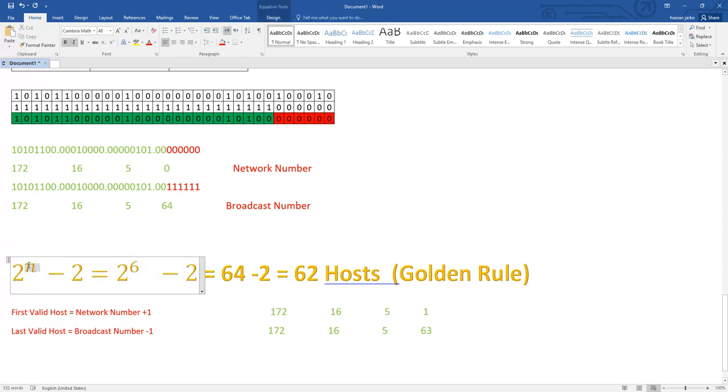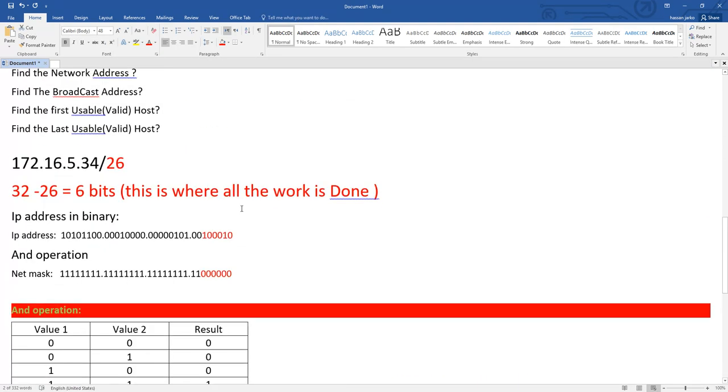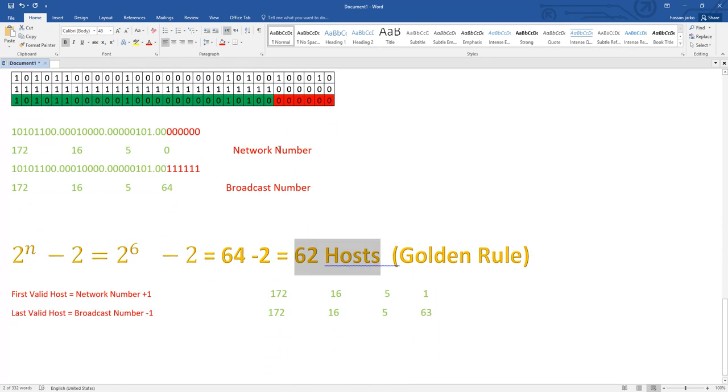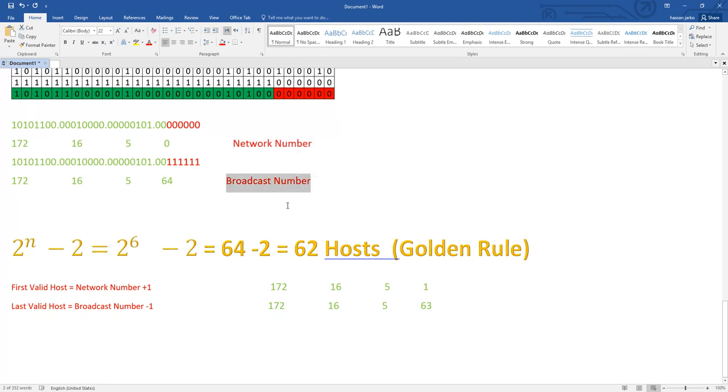So n is 6. 2 to the power n minus 2 equals, I'm just substituting, 2 to the power 6 is 64, minus 2, so 62 hosts. So in the question asking us the number of hosts, it is 62 hosts. This is without the network number and the broadcast number. If you want the total number including the network number and the broadcast number, you don't subtract 2. You just get 2 to the power n and you will find the number of hosts including the network number and the broadcast number. Those two are not usually included with the hosts, the usable hosts, let's say.